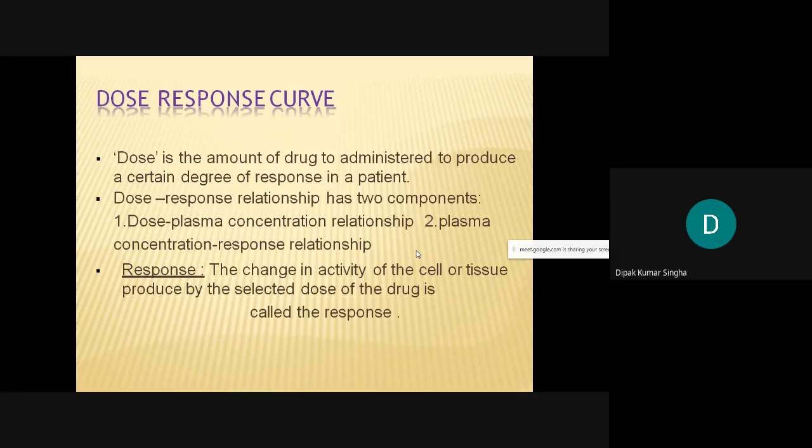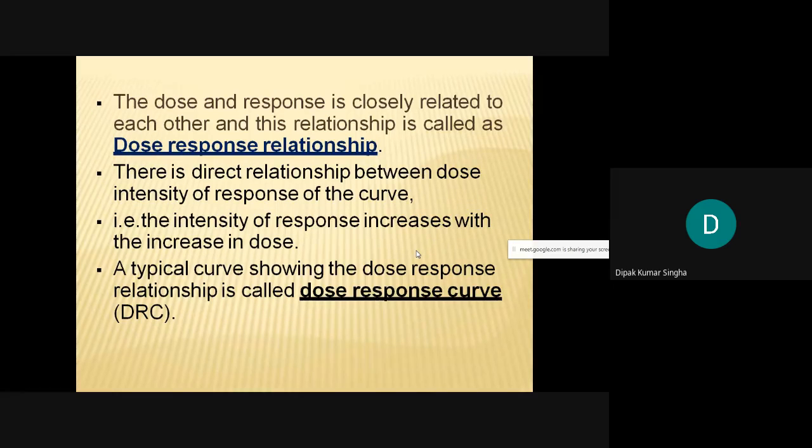After that the response will come, that means the analgesic activity, reducing the pain. The dose and the response are closely related to each other, and the relationship is called the dose-response relationship. There is a direct relationship between the dose and the intensity of the response: the intensity of the response increases with the increase of the dose. A typical curve showing the dose-response relationship is called the dose-response curve, or DRC.